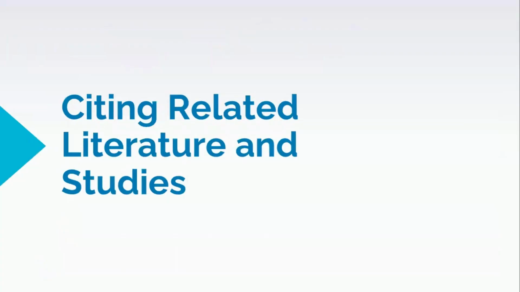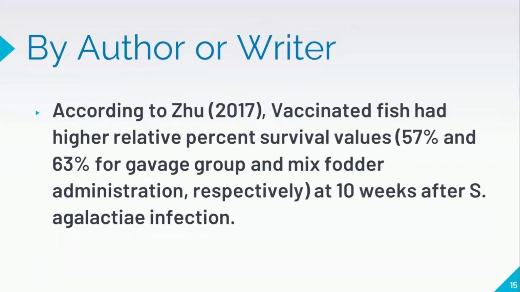Citing related literature and studies by author or writer. In this method, the ideas, facts, or principles, although they have the same meaning, are explained or discussed with their respective authors or writers. Example, according to Zoo 2017, vaccinated fish had higher relative percent survival values, 57% and 63%, for Gavage group and mixed fodder administration respectively, at 10 weeks after S. agalactiae infection.